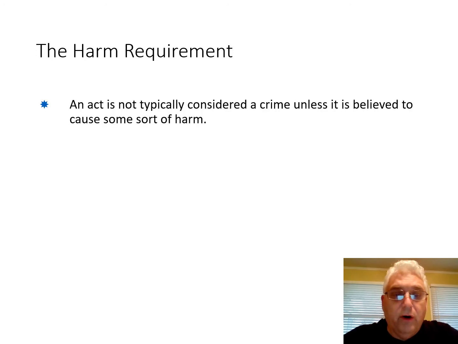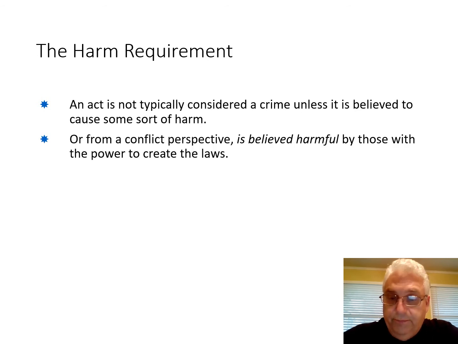Third, we have to have the harm requirement. It's not a crime unless there's some sort of harm caused. Let me give you an example of that. Or from the conflict perspective, there's no crime unless it is believed harmful by those with power to create laws. So let's just take marijuana use. Why was marijuana use criminalized or made illegal? Well, it's because people believe that using drugs caused harm.